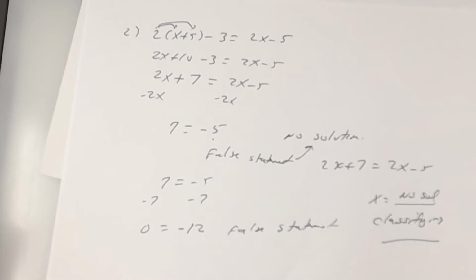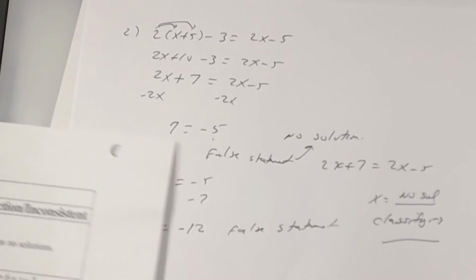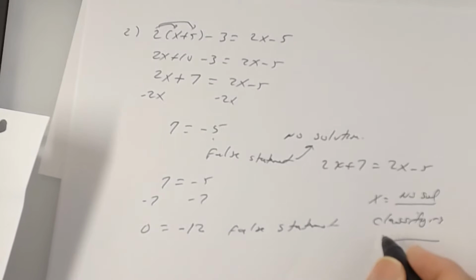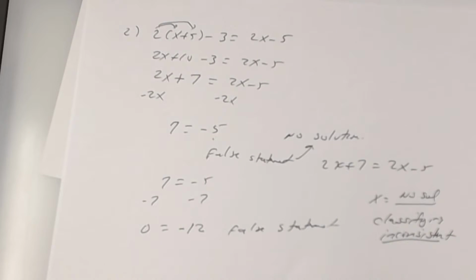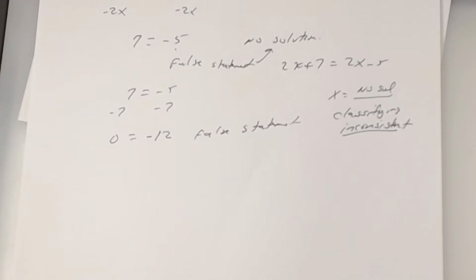Now, on my math lab and in this course, they don't use the word contradiction. They use the word inconsistent. So we're going to say this is an inconsistent equation. So this is inconsistent. So what kind of equation is this? This is an inconsistent equation. So inconsistent implying there's no solution. Okay, number 3.